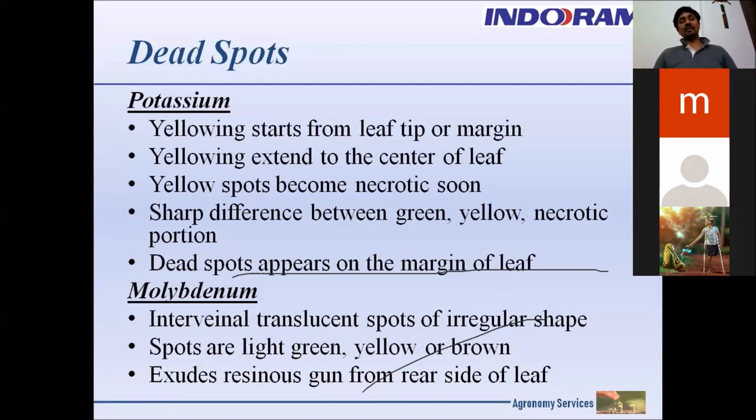And in the case of molybdenum, interveinal translucent spots of irregular shape, there is a very sharp difference between green. In potassium, the complete tip or margin is yellowing and then it becomes necrotic. But in molybdenum, the spots are irregular with no certain shape, and light green, yellow or brown. So first is irregular shape anywhere on the leaf. Then the second is light green, yellow or brown color. And in some cases, it exudes resin gum, some gummy kind of substance coming out from the lower leaf. So this is how you can differentiate between the deficiency symptoms of potassium and molybdenum, which have the symptom of dead spots.